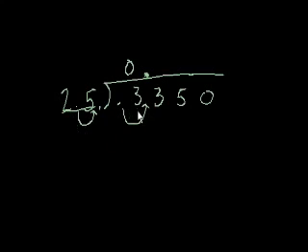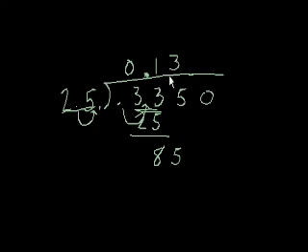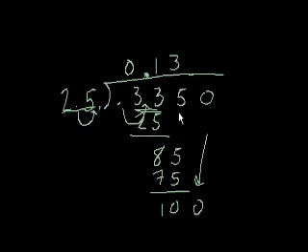How many times does 25 go into 33? Well, it goes into it 1 time. 1 times 25 is 25. 33 minus 25 is 8. Bring down the 5. 25 goes into 85. Well, we know 25 times 3 is 75, so it'll go into it 3 times. 85 minus 75 is 10. Bring down this 0. Up here we had brought down the 5 before. And 25 goes into 100 4 times.